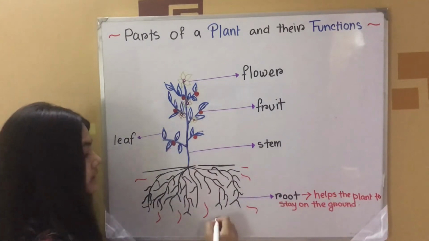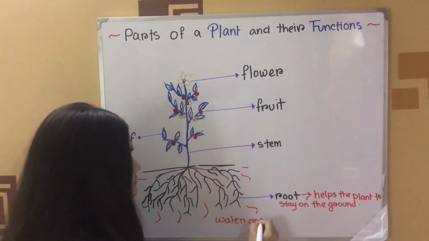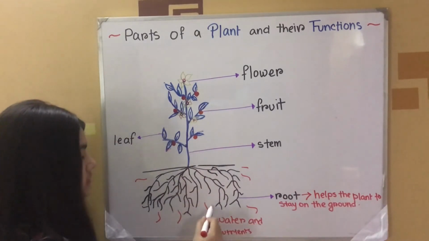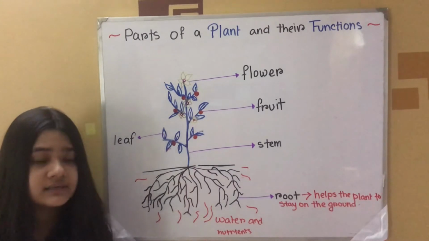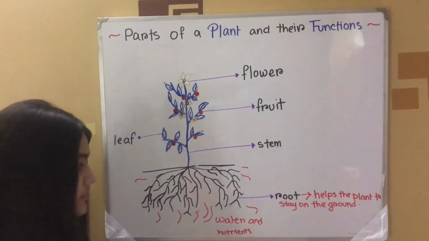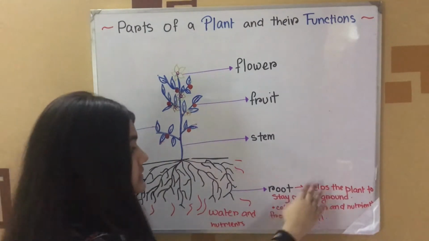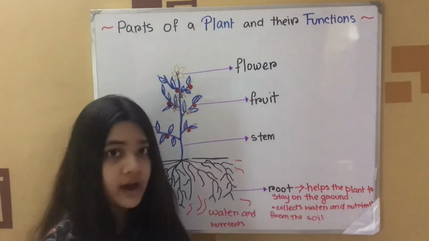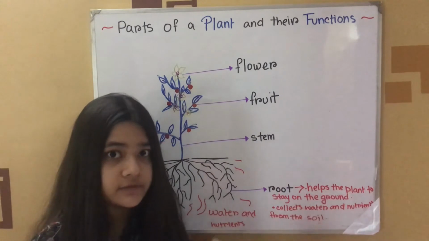The root collects water and nutrients from the ground because the plant is also a living thing, so it needs the water and nutrients to survive. So what does the root help the plant to do? The root helps the plant to stay on the ground and it collects water and nutrients from the soil.